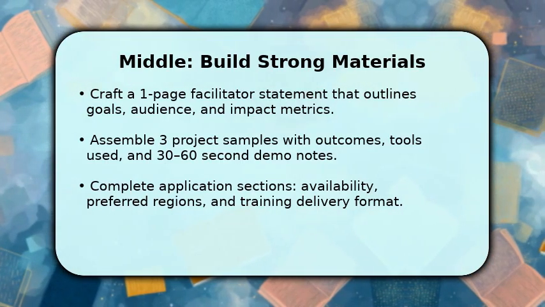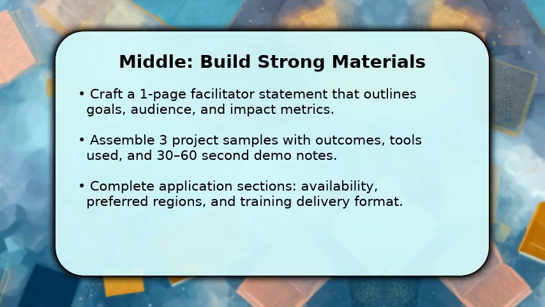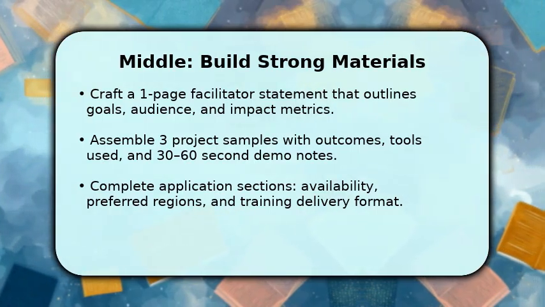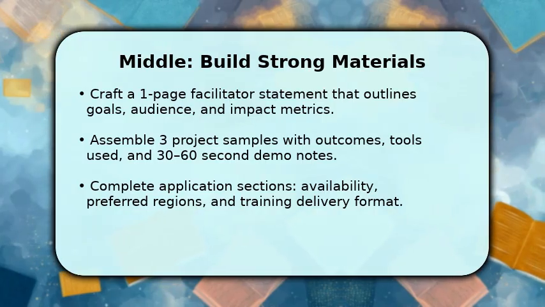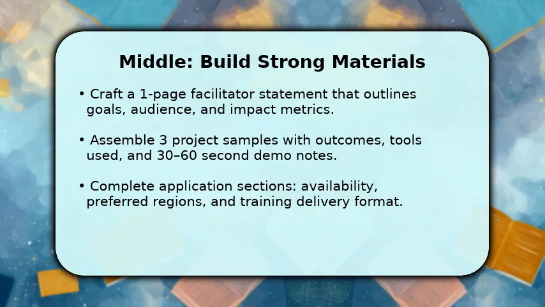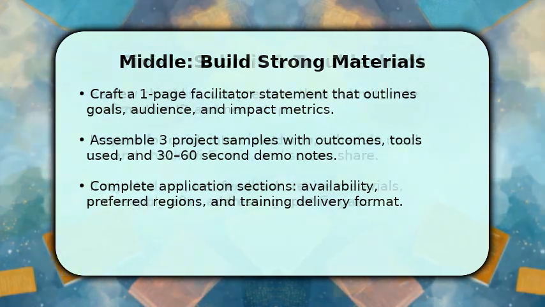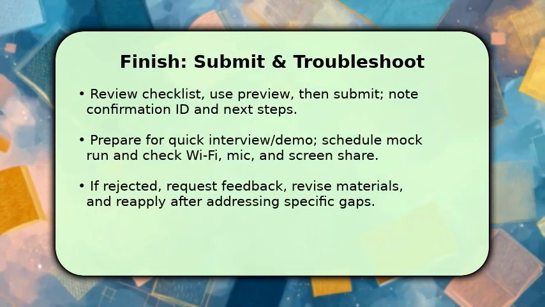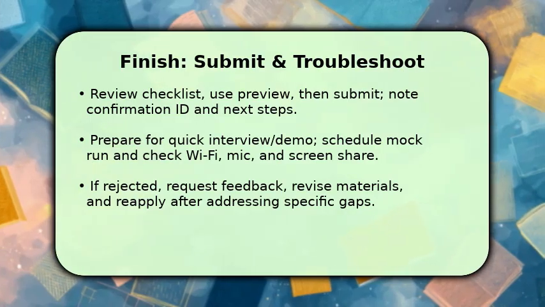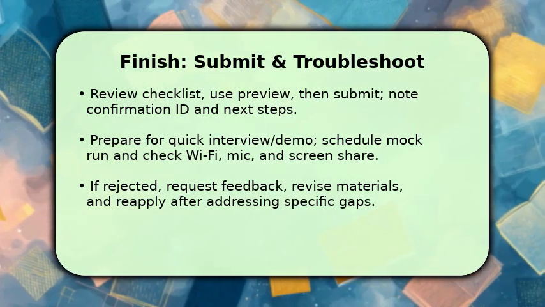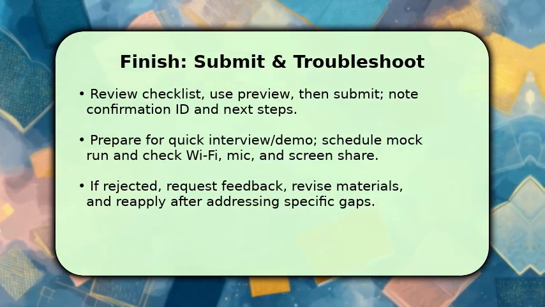Make sure to fill availability, preferred regions, and delivery format precisely. Inconsistencies slow approval. Review all fields, convert documents to PDF, and attach them before you submit the application. Finally, complete the checklist and use the preview function to confirm every attachment and field is correct. Submit and record the confirmation ID.